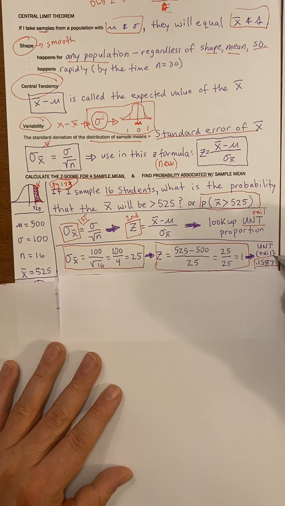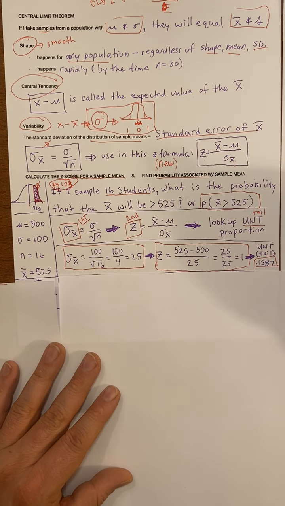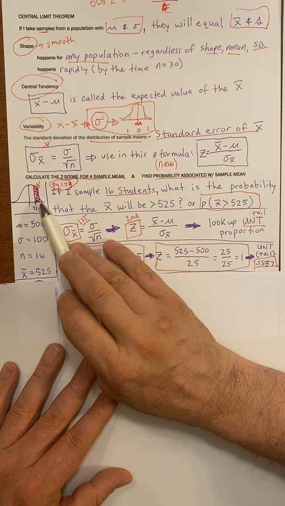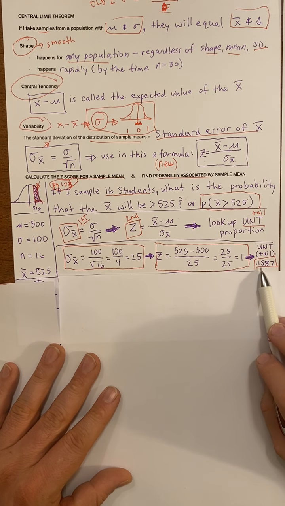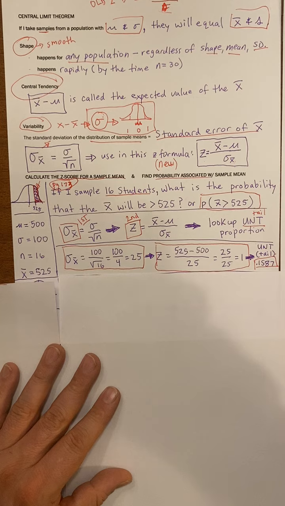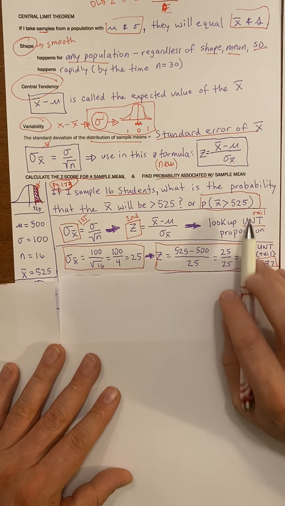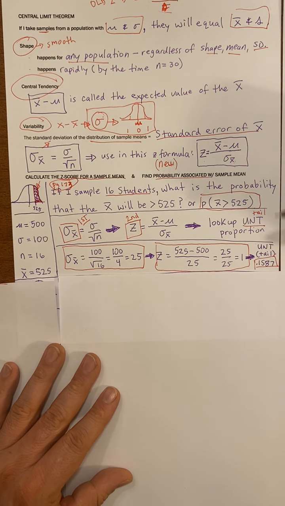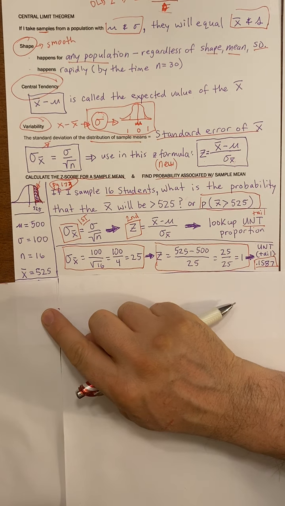And that is the answer that I'm looking for, right? So the answer is that there is this area under here that is 0.1587 of the proportion, or we can say there is a 15.87% chance that I will pull a sample mean greater than that 525.